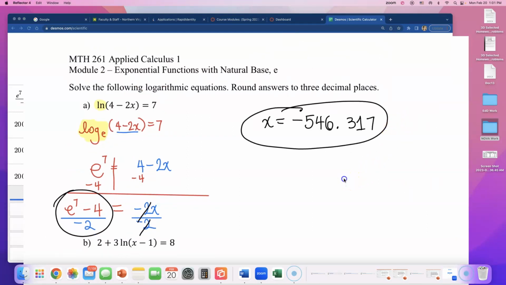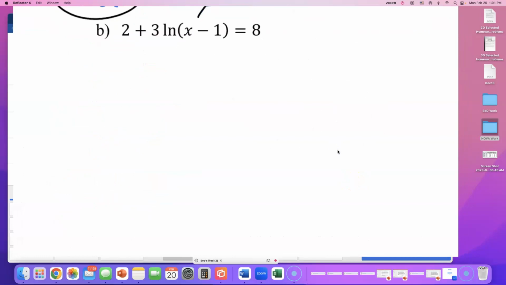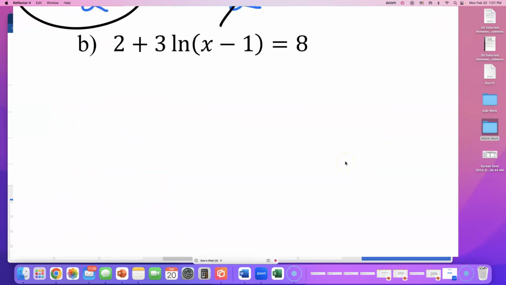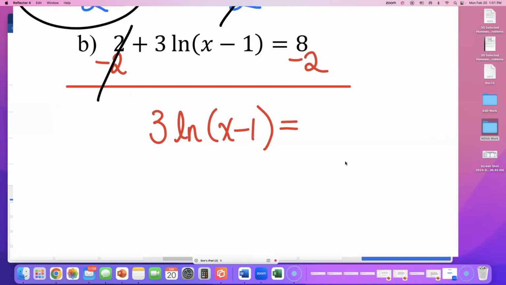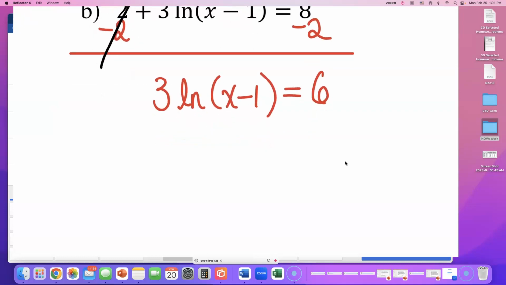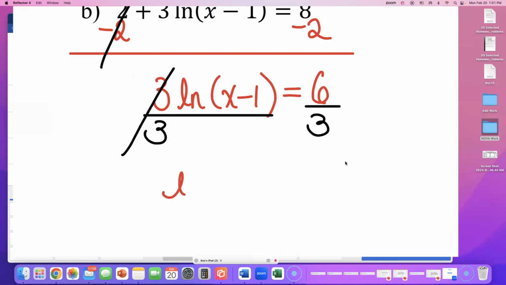Let's solve another log equation here, okay? So before I can actually rewrite this in exponential form, I need to cancel out some things here. First, subtract 2 from both sides. So that 2 in front of it is gone. What comes down? I have 3 natural log of x minus 1. And that equals 8 minus 2, 6. Now what's next? I will divide both sides by 3 to get rid of this 3. So this 3 is gone and I just have natural log of x minus 1 equals 2.